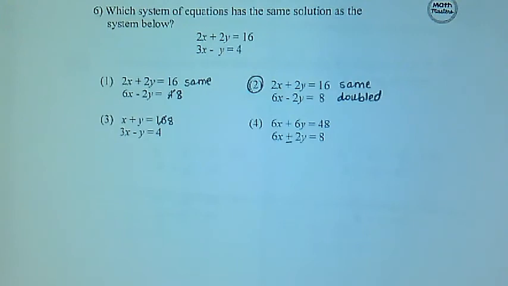I'll skip number 2 for now because that is the right answer. Number 3 almost looks like it could be if we divided everything by 2, but they stuck in a 16 over there, so that one doesn't work. For number 4, because there's an addition sign in that second one and none of the other ones are changed, the signs are the same, that one cannot be it either. If you look at number 2, the first equation is the same, and for the second equation, they doubled it. So 2 is the correct answer.